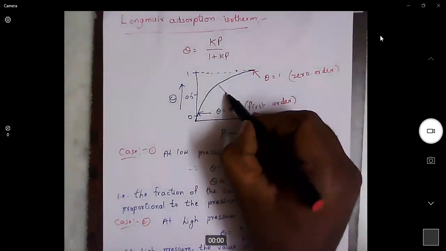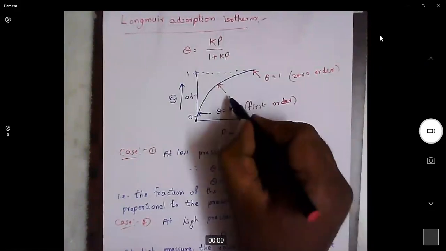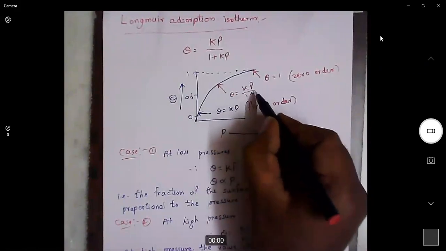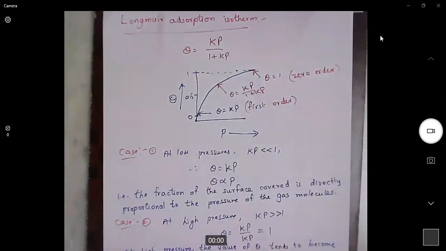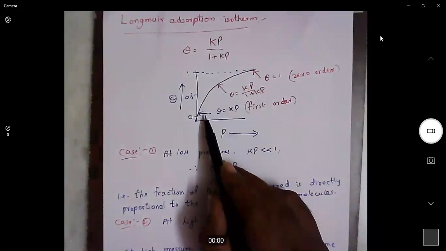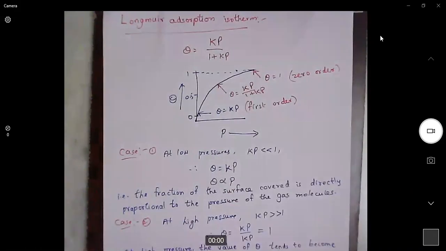So it is in between. That means it is at moderate pressures where the equation theta is equal to Kp by 1 plus Kp holds good. So this Langmuir adsorption isotherm holds good at moderate pressures. It will not follow this formula at low pressures and at high pressures.